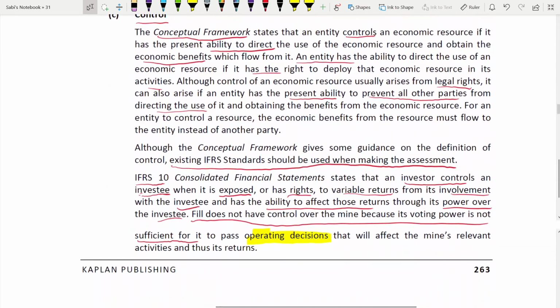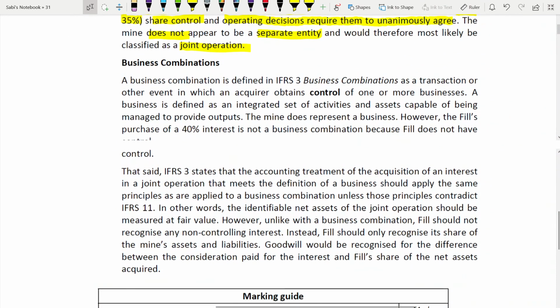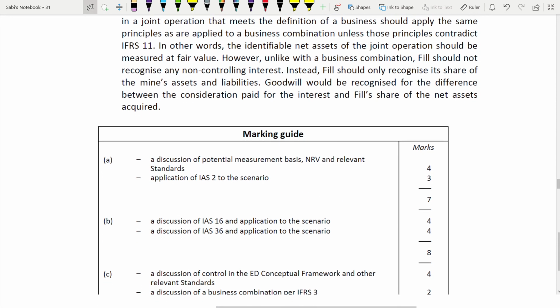Next, business combination, the last requirement. Okay. Before I finish business combination, a marking scheme is just below, so it's better we go through it. You see, 4 marks. I told 4 and 3. First, you discuss the two measurement bases and then net realizable value and the relevant standards.